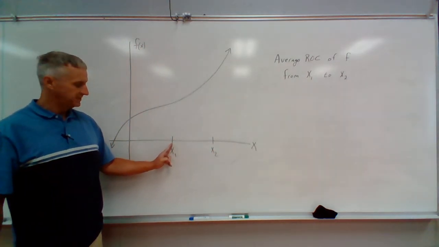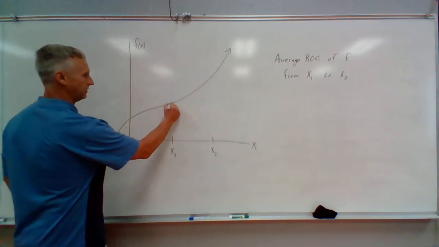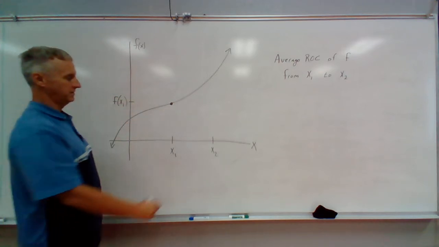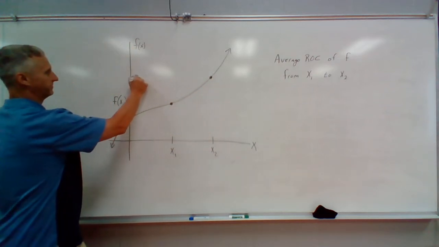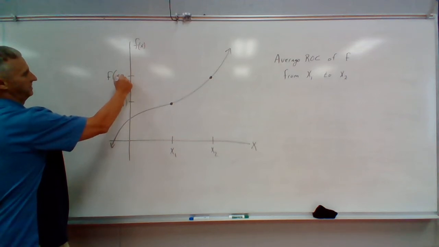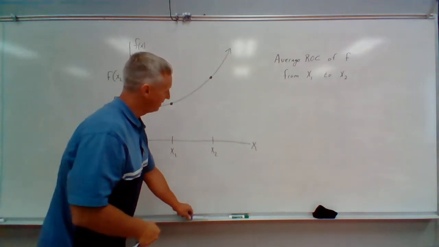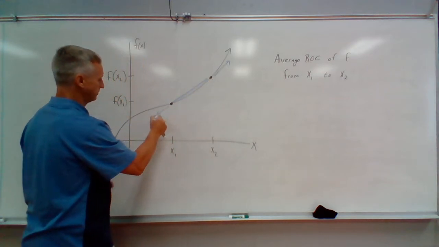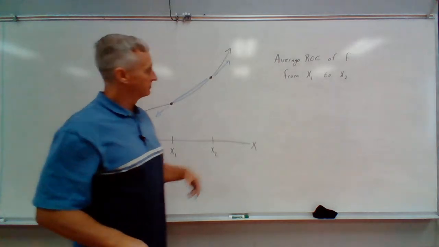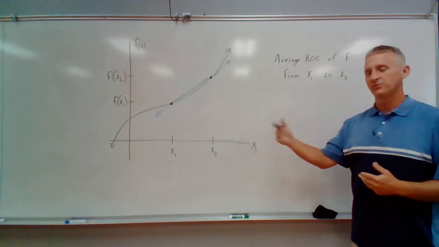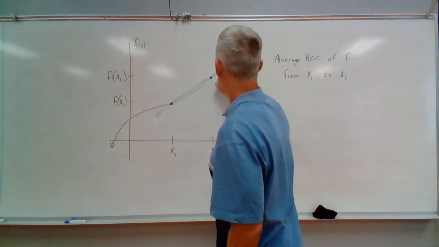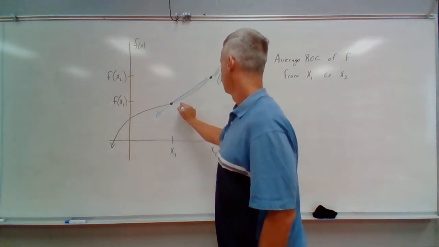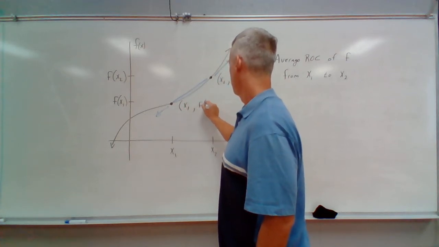All right, so if this is x1 and this is my function, then this value would just be f of x1. This is x2. The value of the function at that point would be f of x2. So now we will draw the secant line through those 2 points. And the average rate of change from x1 to x2 is just the slope of the line through those 2 points. So I'm going to label the points. This one is (x2, f of x2). This one is (x1, f of x1).